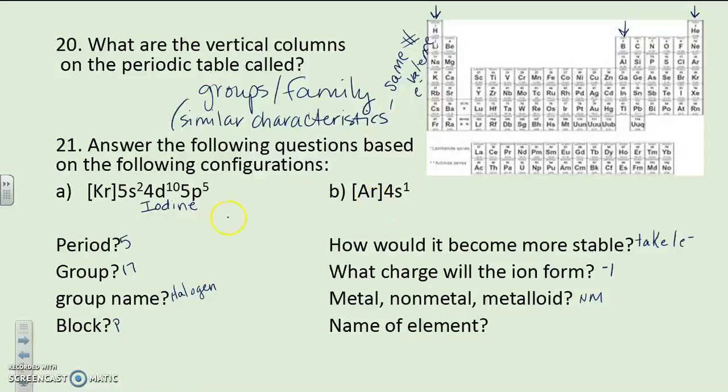Purple. All right, on this one, this is potassium. I'm going to run out of time. It's in group 1, it's in period 4. It's in the alkali metals. It's in block s. It would become more stable by losing an electron. It would become a +1 charge. It is a metal, and we already said the name, and I'm running out of time.